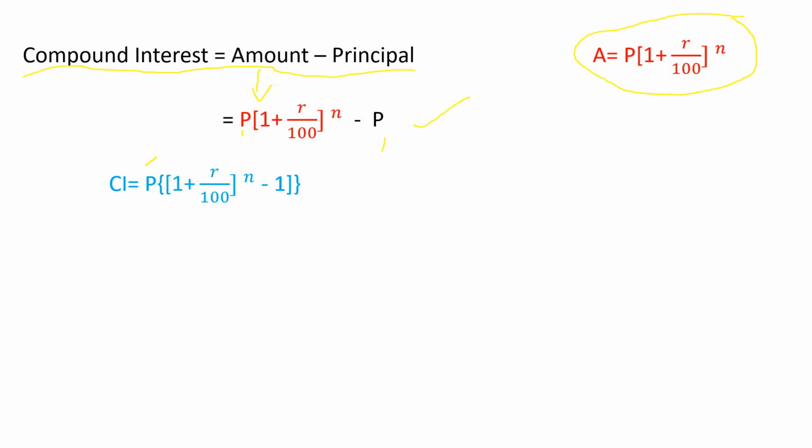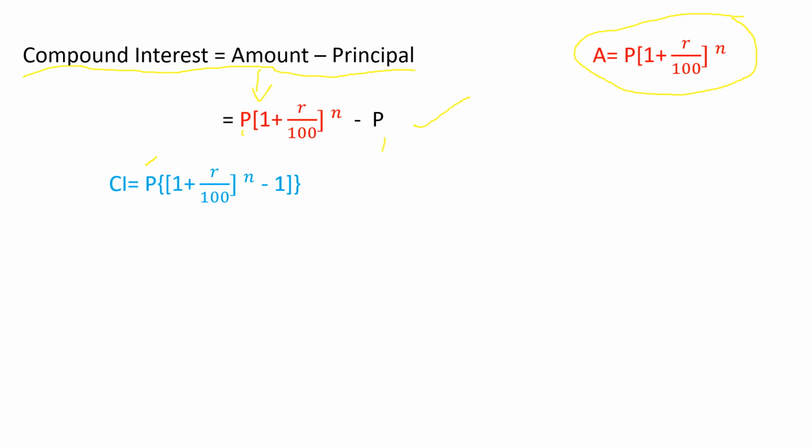CI means what, children? Compound interest. Now what is the formula for compound interest? P into 1 plus r by 100, the whole power n, minus 1. Now what is the formula for amount? A is equal to P into 1 plus r by 100, the whole power n.